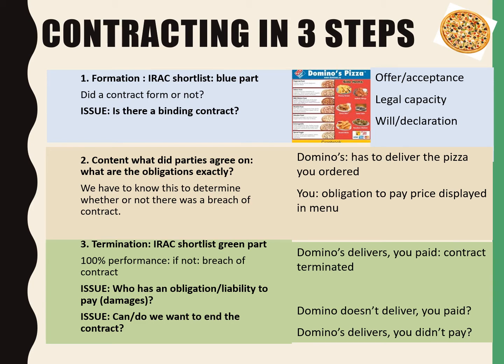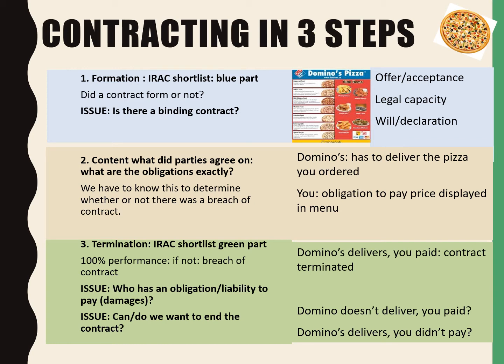There are 3 questions we have to ask ourselves to see if a contract is binding. First of all, like the marriage, is there an offer and an acceptance? Do you want to marry me? Yes, says the other person. And that is an offer and an acceptance. You see a Domino's menu here. That's an offer. If you click on one of the items, or you call on the phone, or you are there and say, listen, I would like pizza number 6, that is an acceptance. Offer, acceptance. So that is when 2 people agree on something.